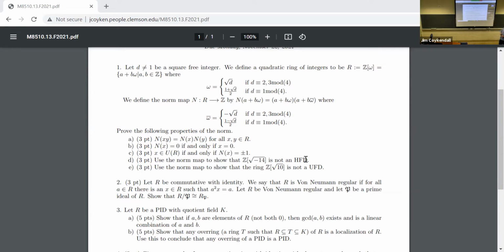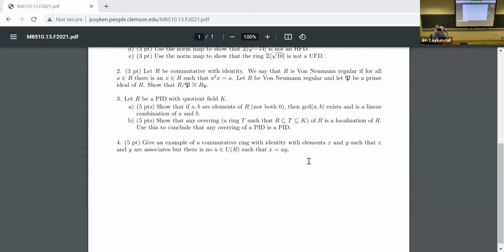Number 2: let R be a commutative ring with identity. You say that R is von Neumann regular if for all a in R, there's an x in R such that a squared x equals a. Let R be von Neumann regular and P a prime ideal. Show that R mod P is the same thing as R localized at P. You don't know what localized is yet, but we'll get to that in localization, maybe today.